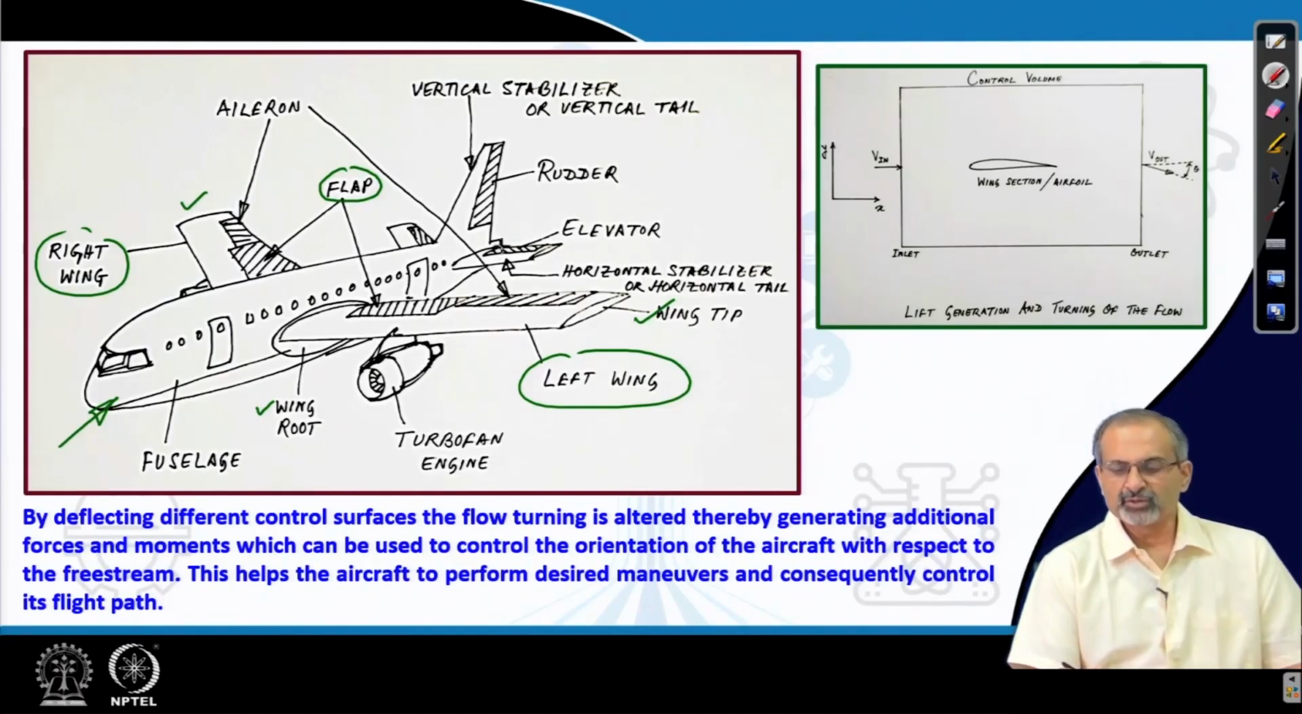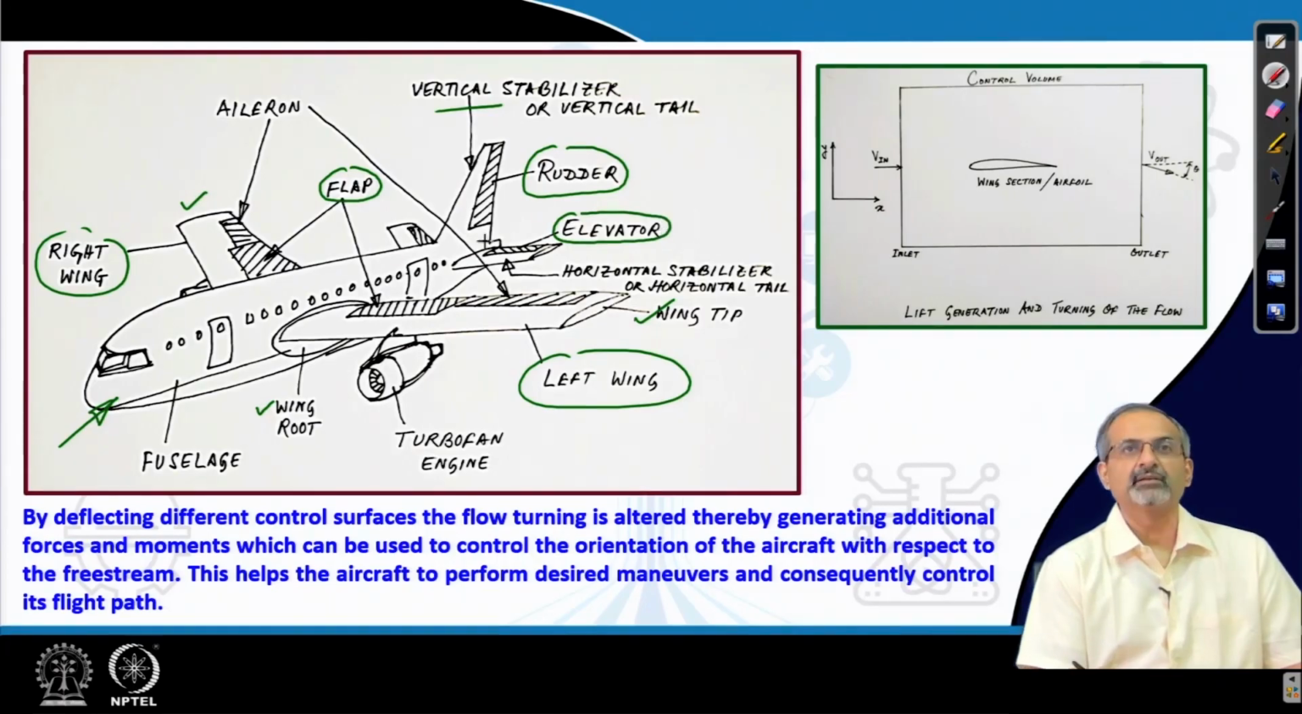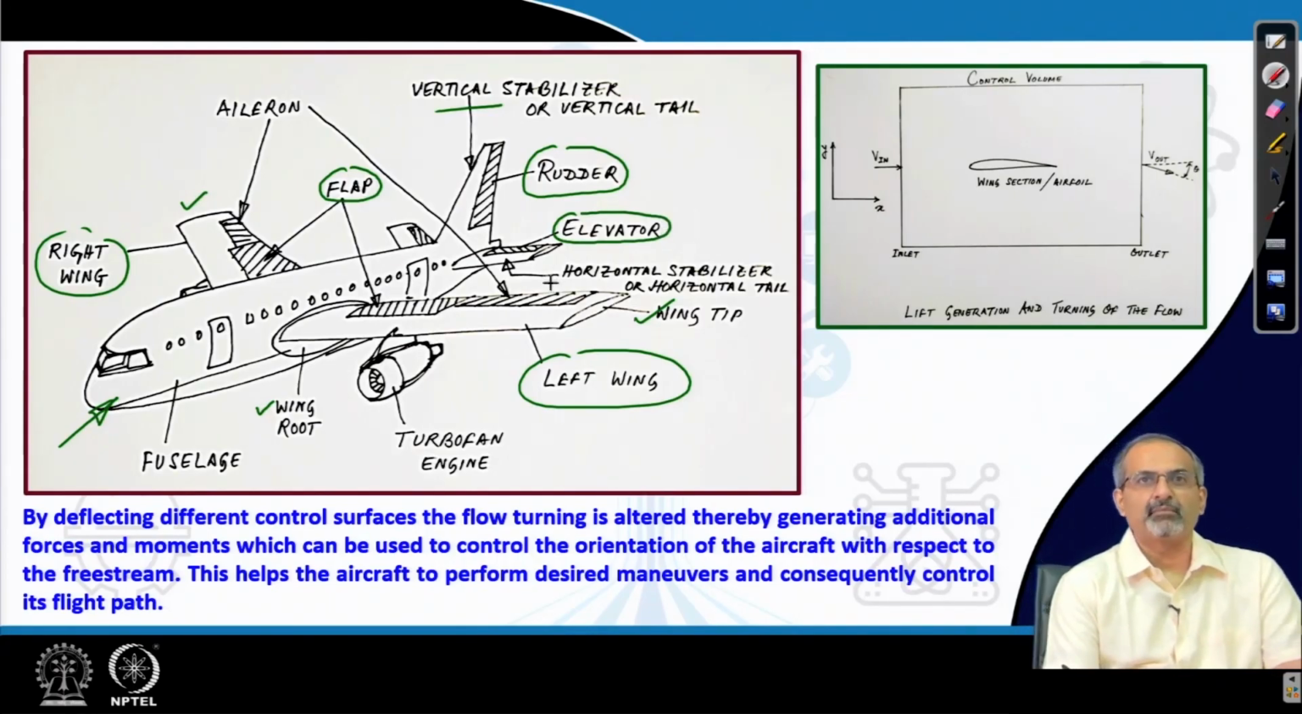Now, moving to the trailing part of the aircraft, you have a vertical stabilizer or vertical tail. Towards the rear part of that, you have a control surface, which is called rudder. You have horizontal stabilizer or horizontal tail, which exist as a pair, and in the trailing part you have elevators, which are also in the form of a pair.